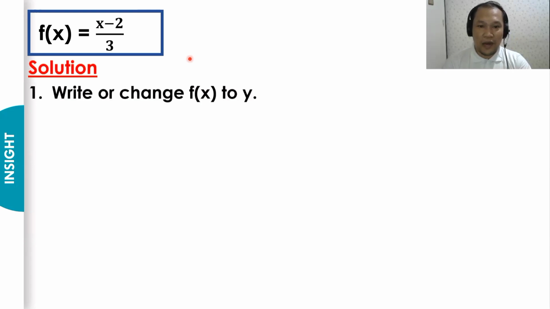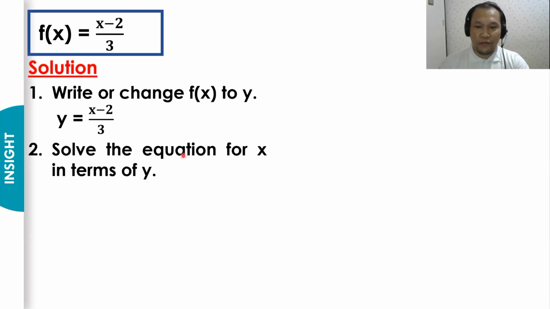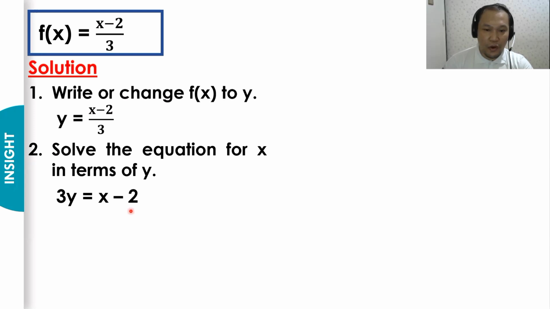Number one, write or change f of x to y. Therefore, this f of x will be written as y is equal to x minus 2 all over 3. And then we are going to solve the equation for x in terms of y. That is, we can multiply by our LCD, 3, or we can simply cross multiply. And that will become 3y is equal to x minus 2. And then transpose negative 2 to the left side of our equation.